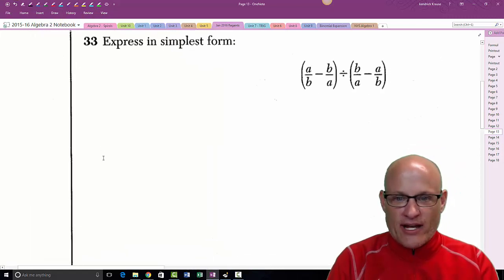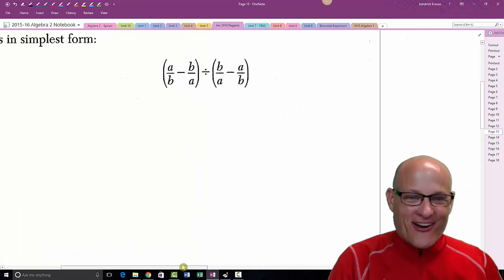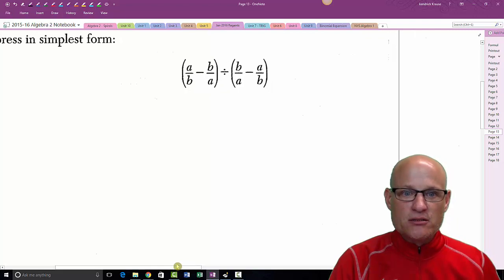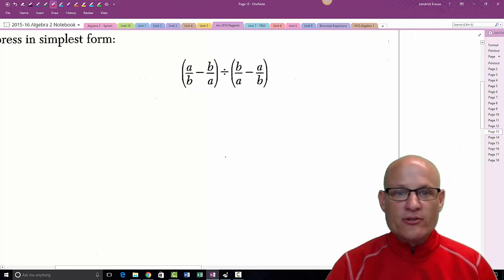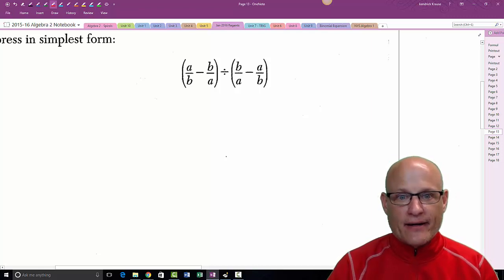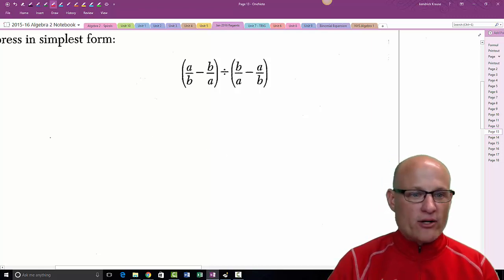But then we got this one, which is not a lot. Oh my God, fractions! Fractions suck! How are you going to do this one, kids? How are you going to do this? I don't even know. Oh, wait, hold on.